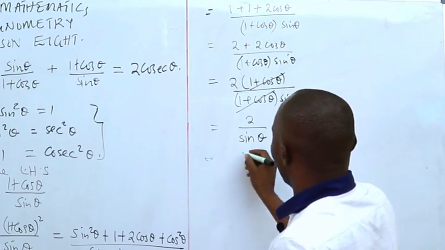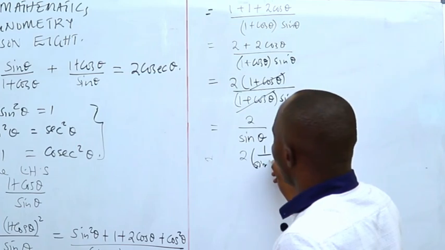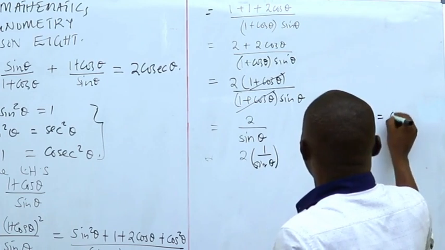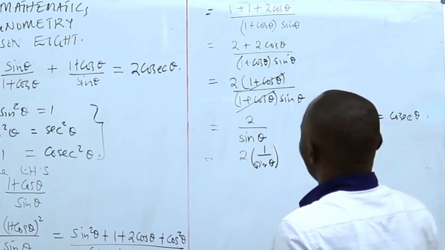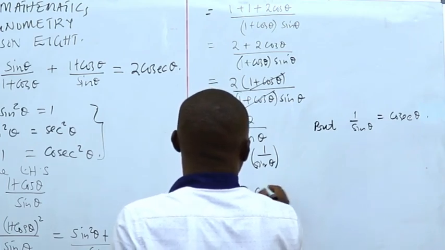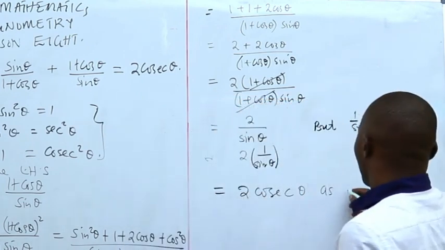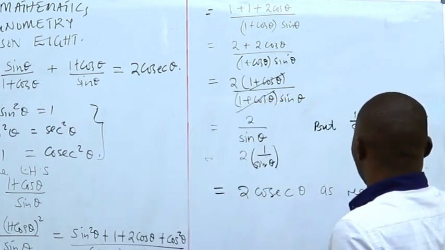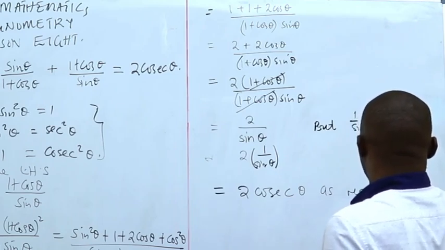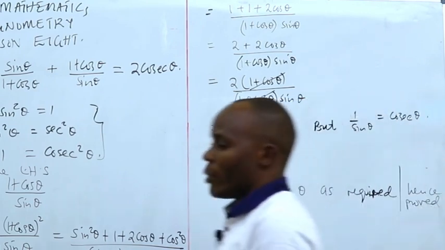I can put it as 2 into 1 over sine theta. But 1 over sine theta is cosec theta. So if that is cosec theta, this one will be 2 cosec theta. You end with the result as required. Or someone can put it as hence proved. Depends on which way you want to give it.